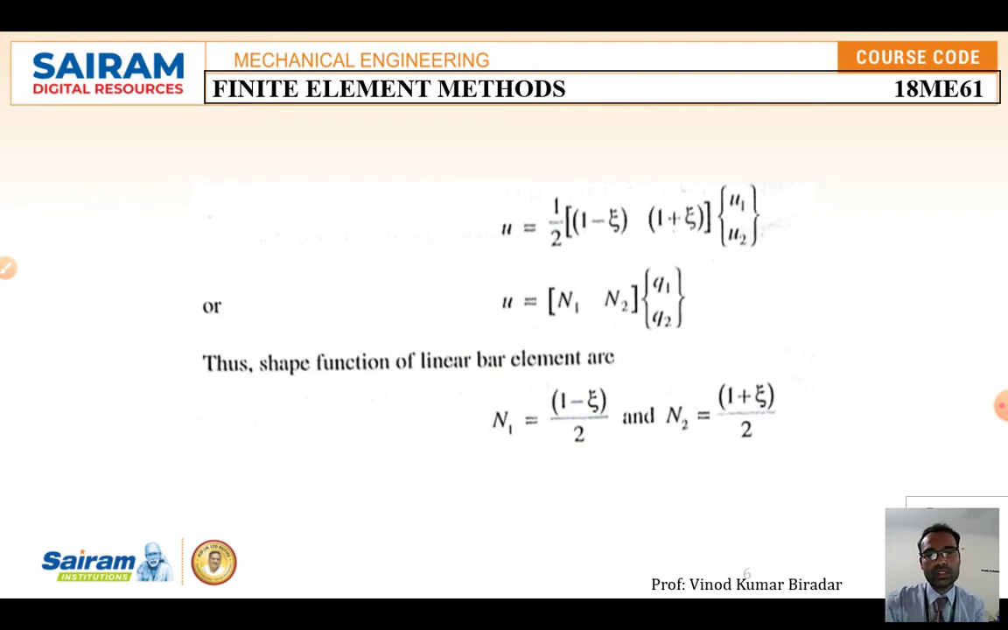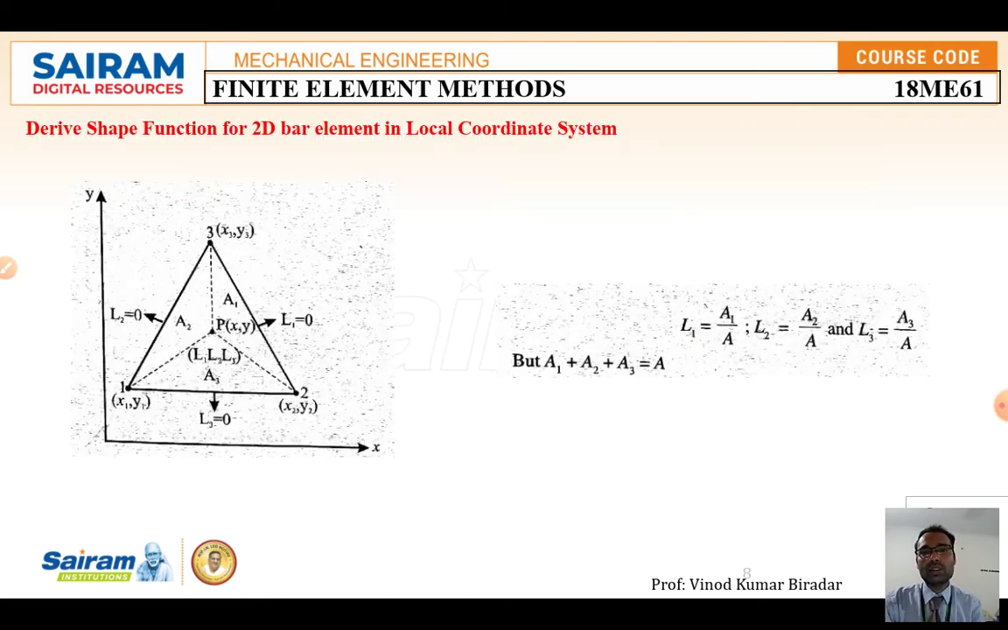Okay, so n1 is equal to (1 minus zeta) by 2, n2 is equal to (1 plus zeta) by 2. You have to remember this equation for the 1D bar element; that is called the shape function of the 1D bar element. Like that you have to derive the shape function for the 2D element in the local coordinate system. If nothing is specified in the examination, you can derive in any one coordinate system, either global, local or natural.